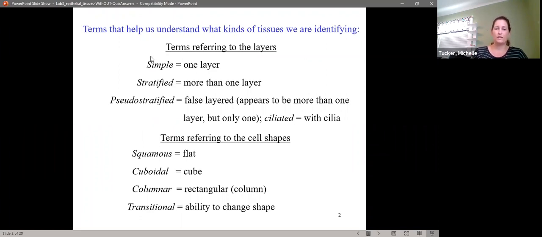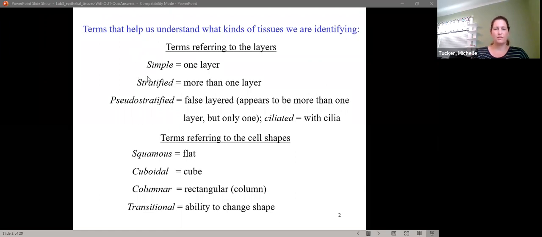If it's in one layer, its function is usually absorption or diffusion. So we'll see our first tissue is going to be simple squamous epithelium, and it is going to function in the diffusion of gases. So it'll allow oxygen and carbon dioxide to be quickly equilibrated since it's only one layer thick.